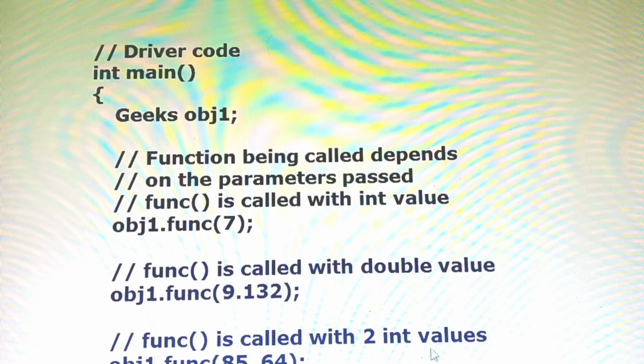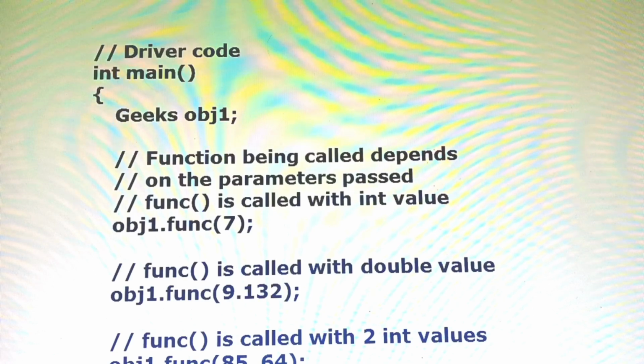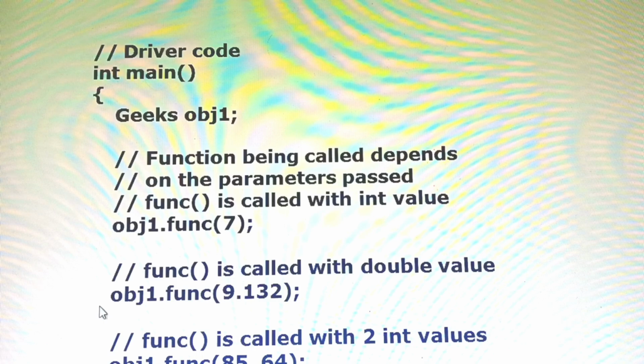And now the main program. See, this is the main program. The object of class Geeks is obj1. obj1.func(7) goes to x and will print the result. Then the second function, obj1.func(9.132), goes to y and prints the result. The third function name is the same, obj1.func(85, 64). 85 passes to x, 64 passes to y. Then we'll get the result.